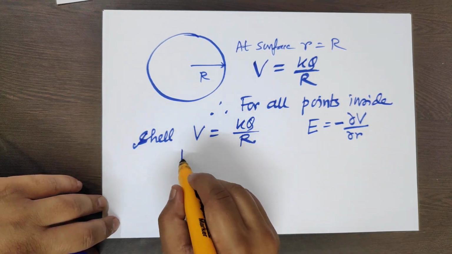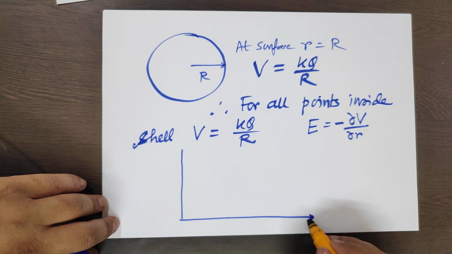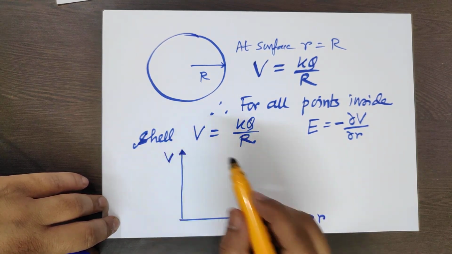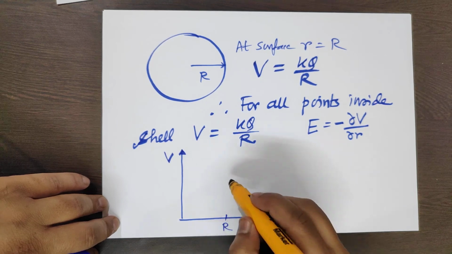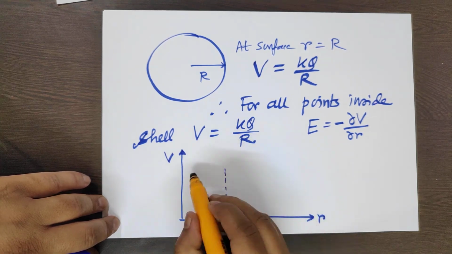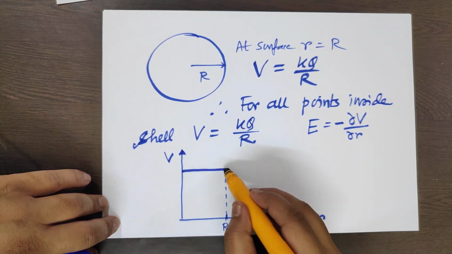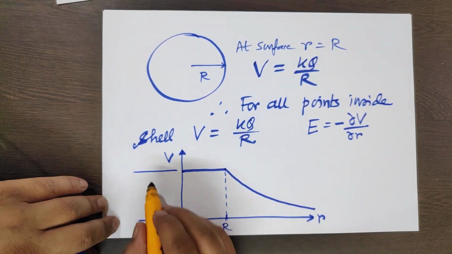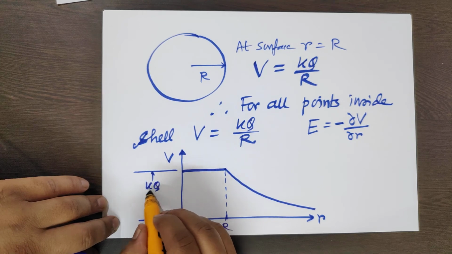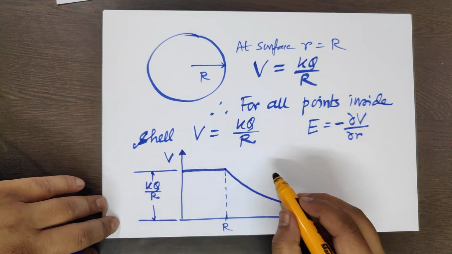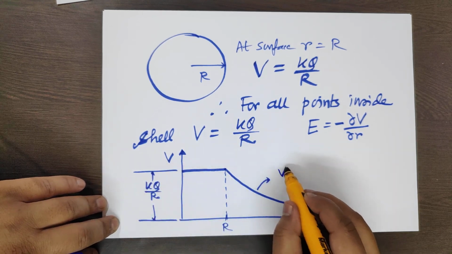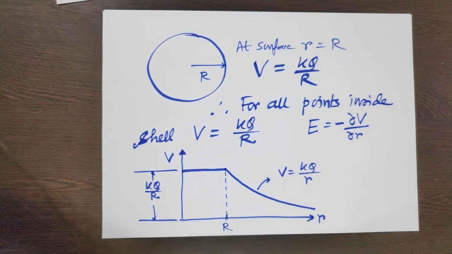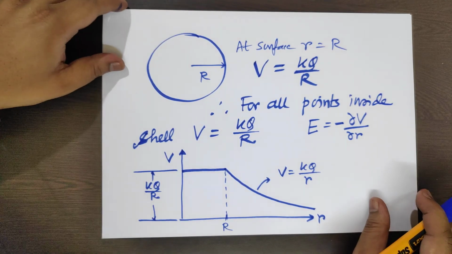So if you draw the graph of potential versus distance, small r from the center of that shell, it will be like this. Here it's constant at kQ by capital R, and beyond that, the equation is kQ by small r.